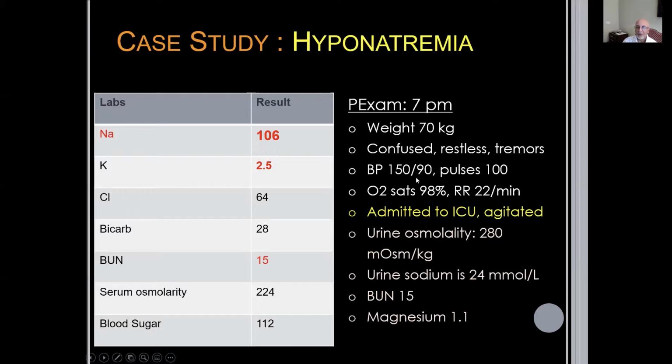He is tremulous. His blood pressure is relatively stable. He has mild tachycardia, his respiration rate and O2 sats are normal, and the initial serum chemistry shows that his sodium is markedly decreased at 106. His potassium is 2.5. His serum chloride is very low, 64. His BUN is 15. His serum osmolarity is 224. His blood sugar is 112. At this point, we obtain the urine osmolarity, which is 280. Urine sodium is 24. BUN is 15. And the magnesium is very low at 1.1.